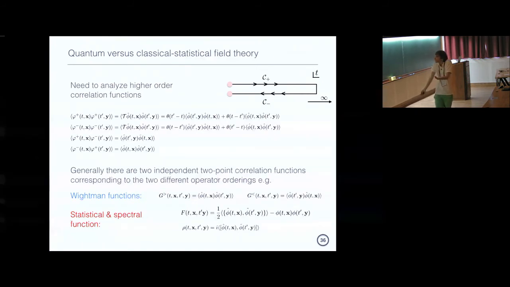But generally, as we said, there are only two independent correlation functions. You can choose whatever basis you please. Common choices are these Wightman functions, but we're going to use our old little friends that we're already familiar with, namely the statistical and the spectral function. There we already have developed an understanding for what these things mean, at least in equilibrium systems. But this is not really what we're after. We want to compare phi-phi, phi-chi, and so forth, so correlation functions of classical and quantum fields.